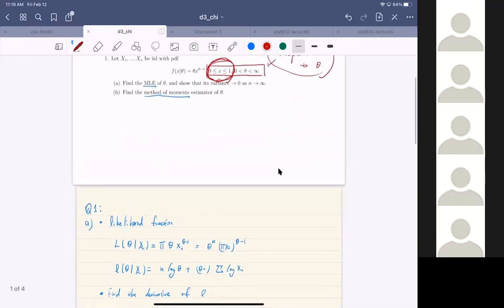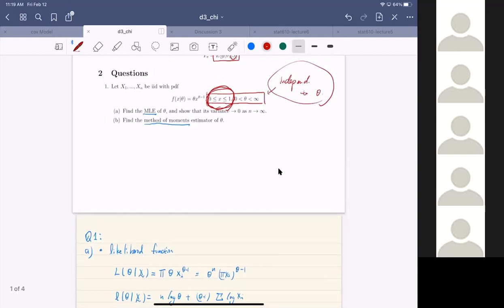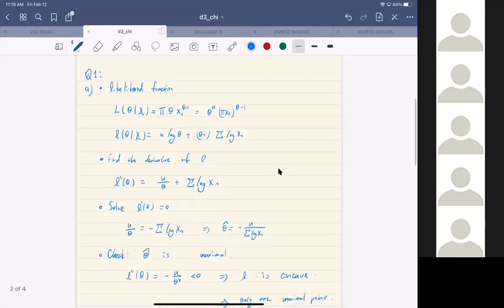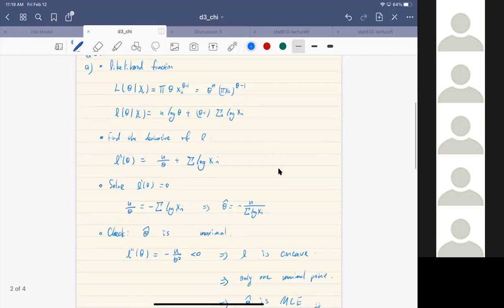Okay, I see. I guess because the likelihood function is actually a function of theta given some x. And then maybe what we do need to check is that the estimate that we find for theta lies in this interval, 0 to infinity, right? It cannot be negative. So in this case we have to put the indicator for theta. Yeah, you're right.